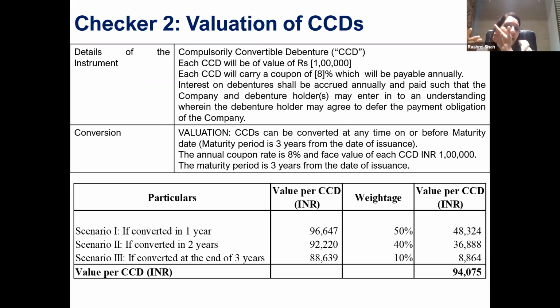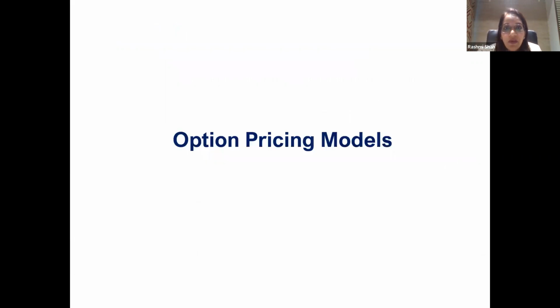But since it was actually at any year end, not at any time, I have looked at all the 3 years. Then I discussed with the management the likelihood that the investor will convert it in the first year, the second year or the third year, and I have assigned weightages. Another approach would be to give an equal weightage to all three, which is a very safe approach. But if the terms are such that you can convert at any of the year endings or specific fixed points, then you have to build in scenarios to get the value of the CCDs. Then there are option pricing models, but since Apeksha will be taking it, I'm not taking it right now.